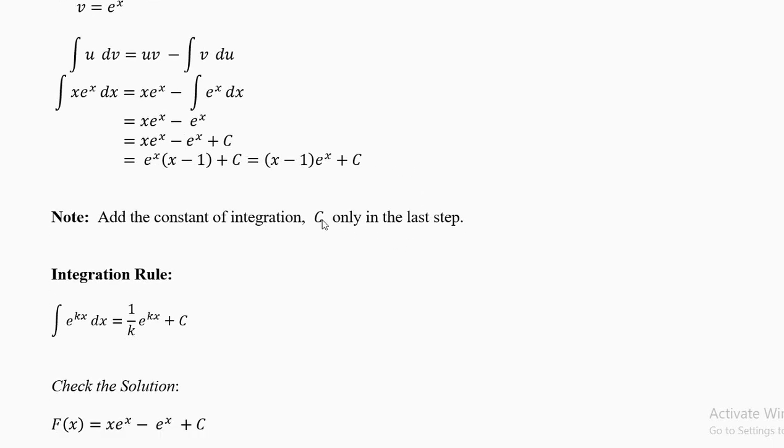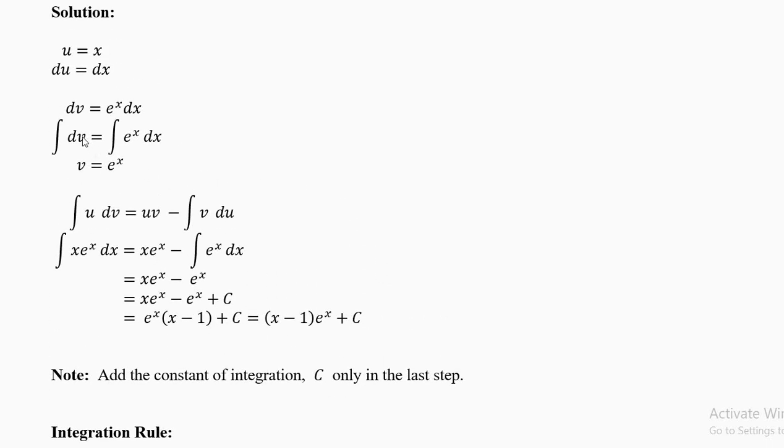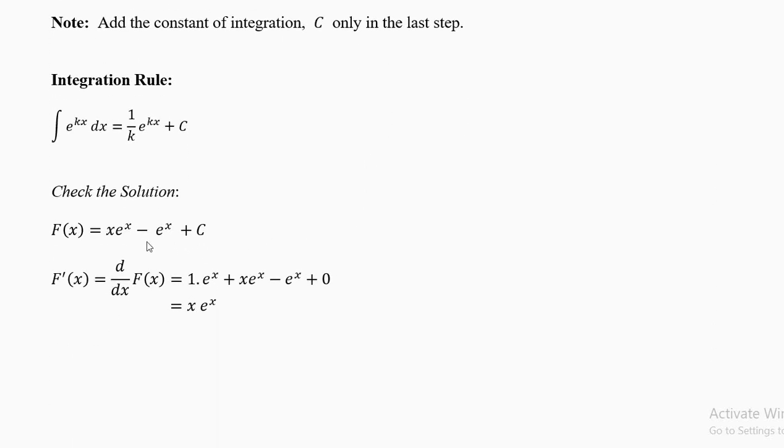And please note that the constant of integration is written only in the last step, not in the dv step. Do not make that mistake. Then this kind of answers need to be verified. So how do you check your solution?